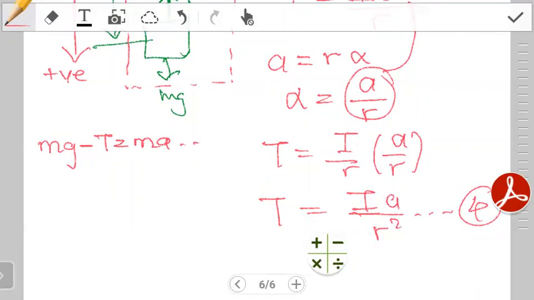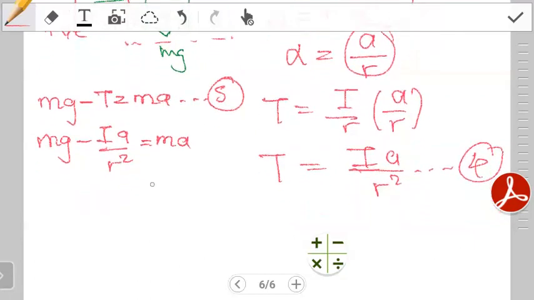Let's say this is equation 5. So when you substitute our equation for T from equation 4, this becomes mg minus moment of inertia I A over R squared, which is equal to ma. We want to find the moment of inertia, so we're going to make it the subject of the formula. The ma moves to this side, and we now have mg minus ma is equal to I A over R squared.